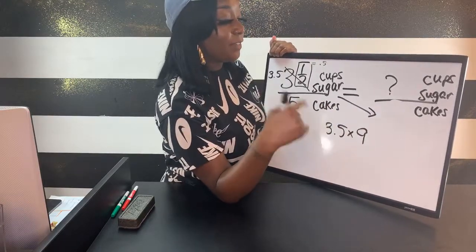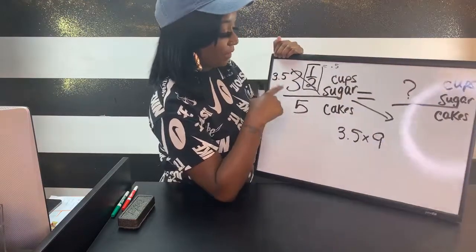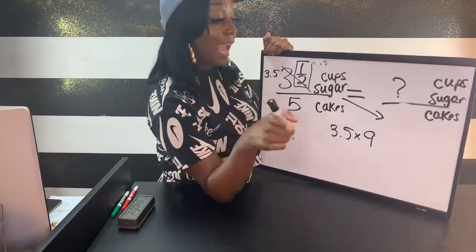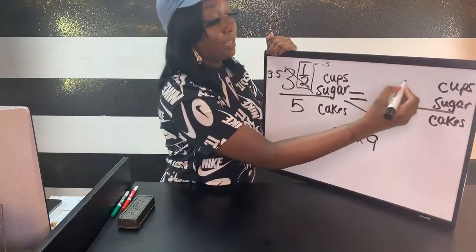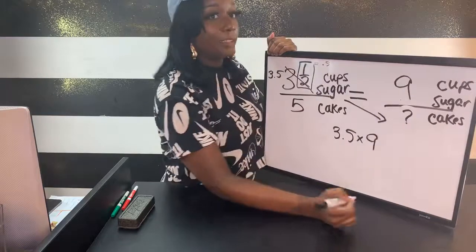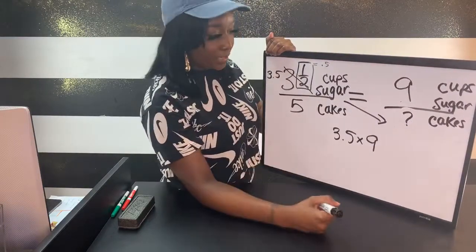All right, it says, Stephanie can use 3.5 cups of sugar to bake 5 red velvet cakes. It says, how many cakes can she bake with 9 cups of sugar? So 9 goes on top. So you see how I just made that mistake that fast? That's why it's so important that you pay attention to every single little thing.